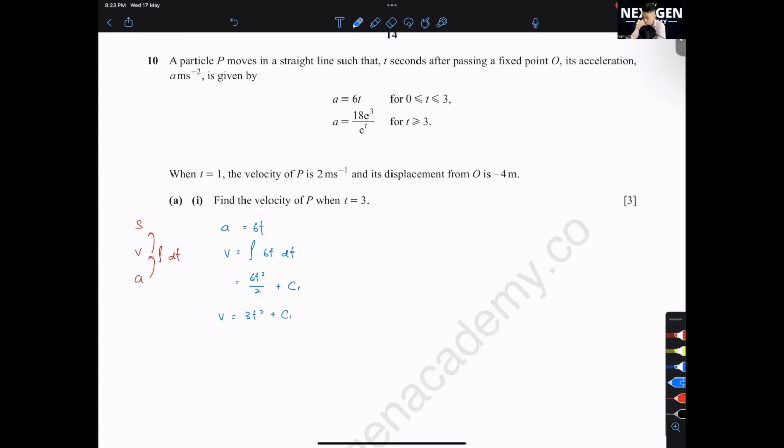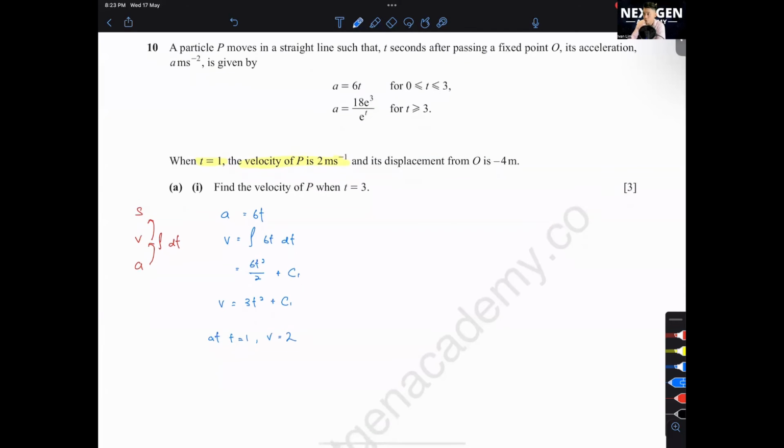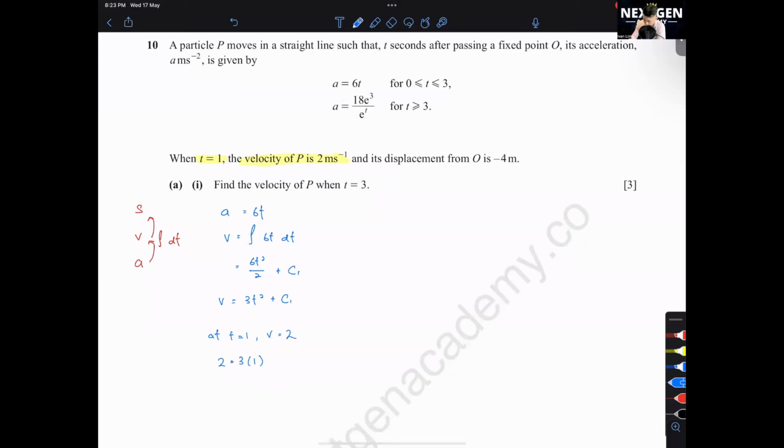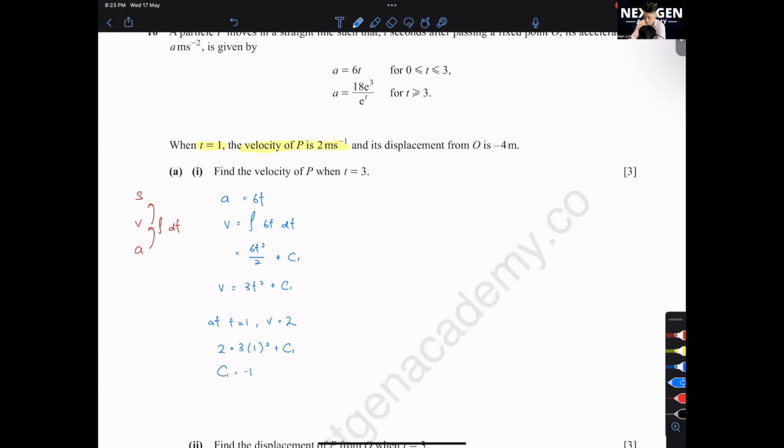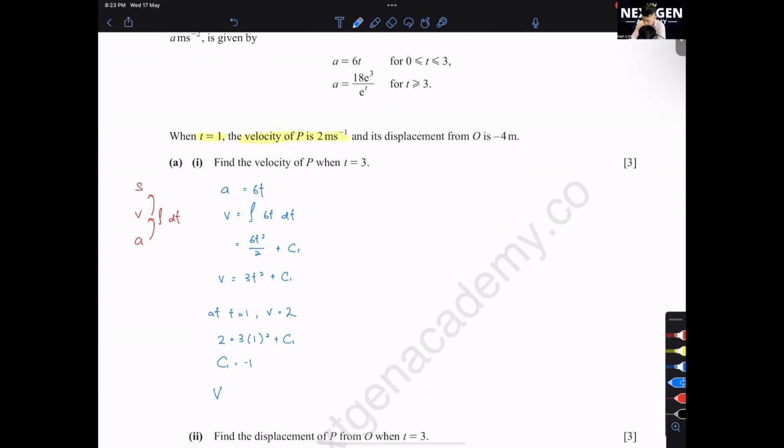They gave us some information here. When t equals 1, V is equal to 2. So we write that down to find the C. At t equals 1, V is equal to 2. So 2 equals 3 times 1 squared plus C. C will be equal to negative 1. Therefore, my velocity was 3t squared minus 1. But is that what they want us to find? No, right? They want us to find the velocity when t is equal to 3. So all I need to do is sub in. At t equals 3, V is equal to 3 times 3 squared minus 1. V is equal to 26.